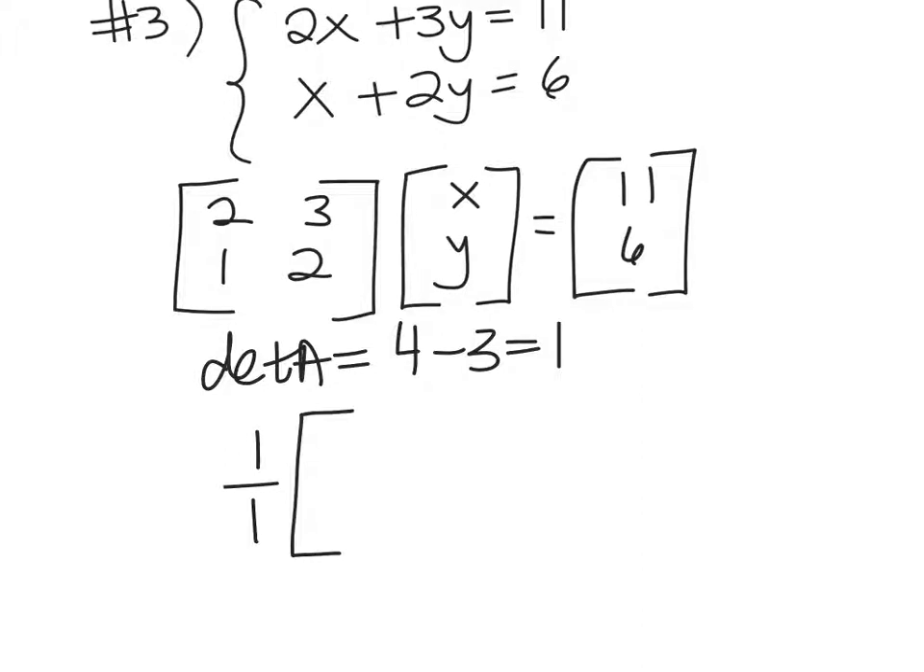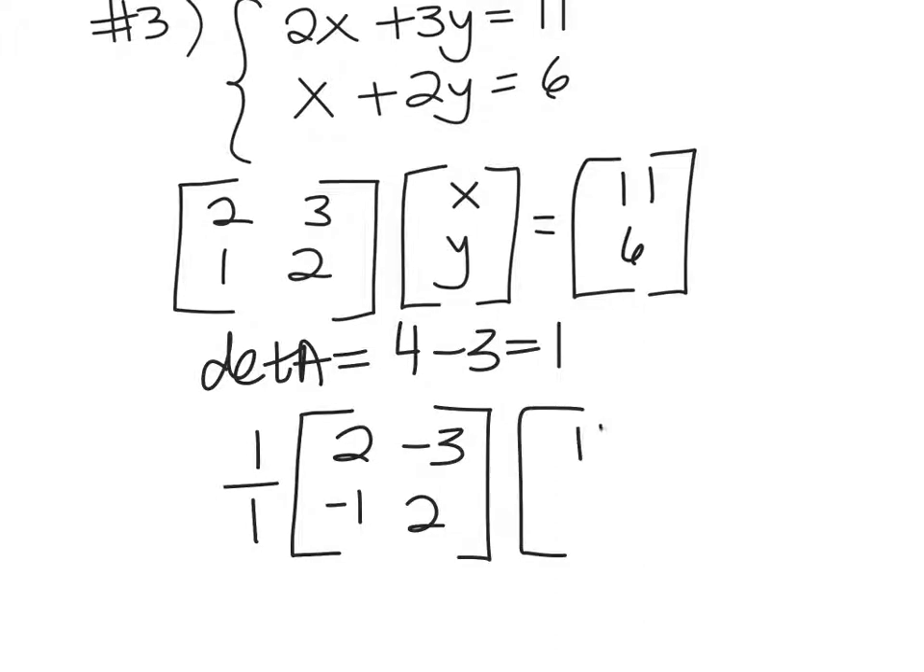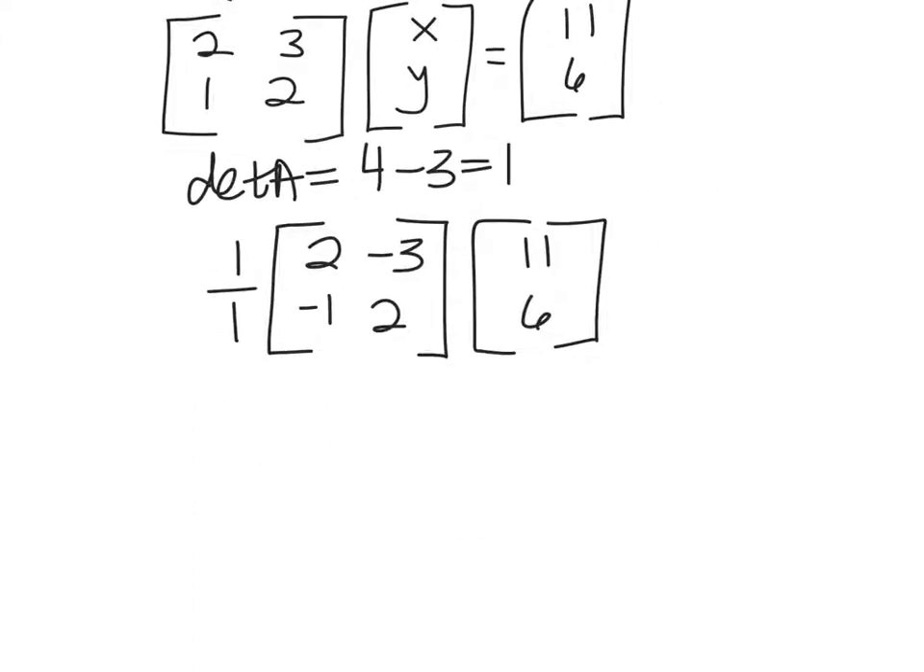All right, so take the 2's and switch them. Did I switch them or did I leave them? It's hard to tell. And then take the 3 and the 1 and leave them and put negatives there. There you go. 11, 6. So there's your determinant, there's your inverse, and now you're going to multiply.